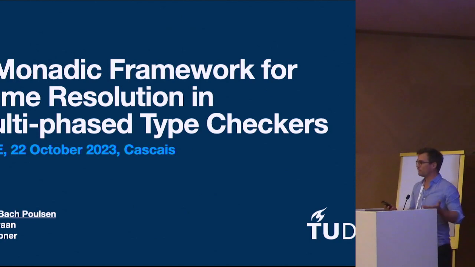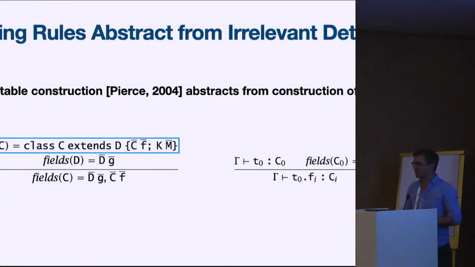Well, as the name suggests, this talk is going to be about name resolution and multi-phase type checking. In general, when we implement type checkers for programming languages, we typically need to resolve names in multiple phases. This may be something that you're not very used to thinking about because typing rules tend to abstract from this fact. They tend to abstract away the details needed to construct the necessary information that you need to type check languages. So for example, here is Featherweight Java.